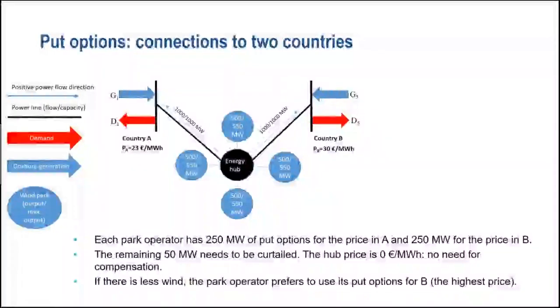Here's an example of how put options would work in a little bit more complex situation where the wind parks are connected to 2 countries. Basically, the idea is that the available network capacity between the energy hub and country B is allocated to the wind hubs in the form of put options, so to the wind parks. So each wind park would get 250 megawatts of put options for the price in B. Basically, that means every wind park can sell 250 megawatts at the price of B if it wants, because it is an option, of course.